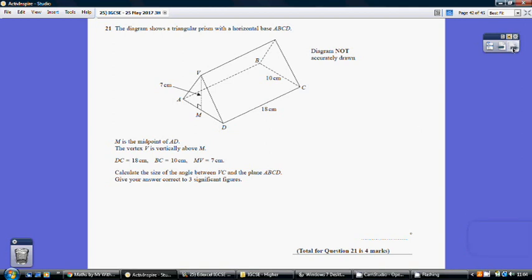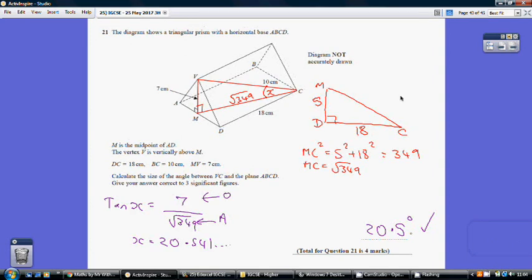So these 3D Pythagoras and SOHCAHTOA questions really just require you getting behind the 3D drawing and breaking it down into a few manageable 2D drawings. So we've been asked to calculate the size of the angle between VC and the plane ABCD. So just try and picture that. So we've got VC, and then we want to drop straight down vertically from V to create this triangle here.